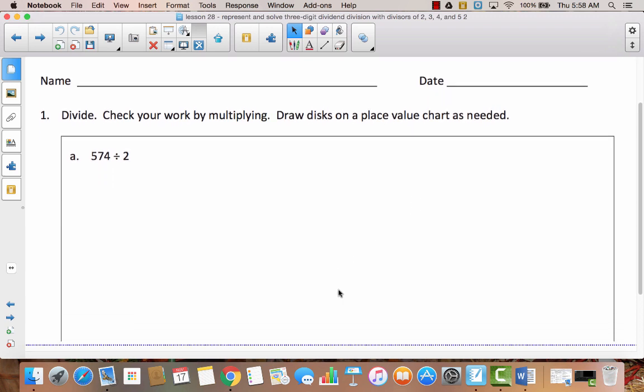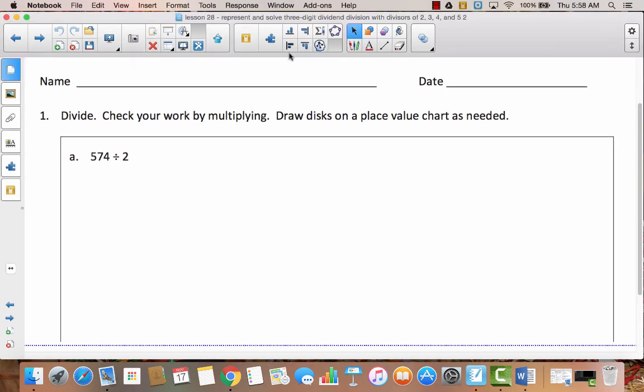So what this means is, if you are still struggling to understand the standard algorithm, please get out your dry erase place value chart, and use it to help you as you are dividing. But you still have to show how you are dividing using the standard algorithm. So I'm going to go ahead and show the standard algorithm, and we're also going to check our work. But if you need to get out your place value chart and do that before, please go ahead and do that. All right, so we have 574.